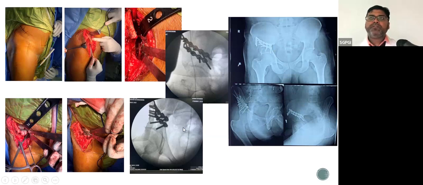These are the Judet views that we often take during the surgery, while we are doing the surgery. We applied a plate first, and then I found that this was not that stable or robust a fixation, so I applied a second plate as well.